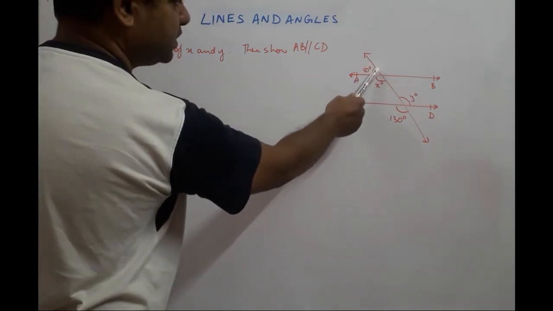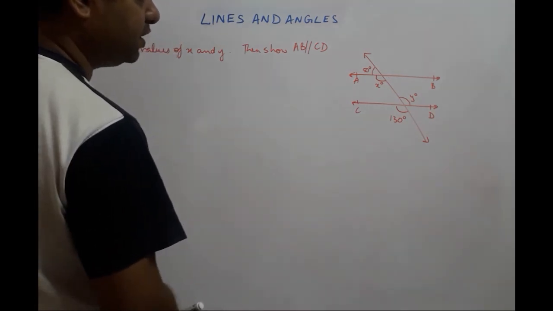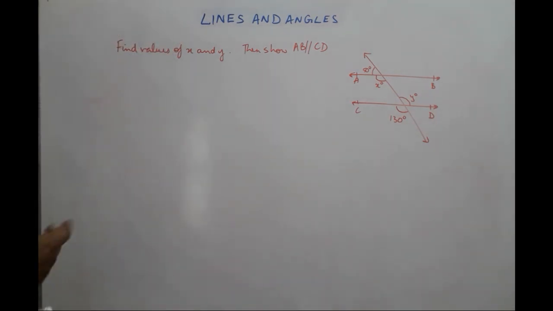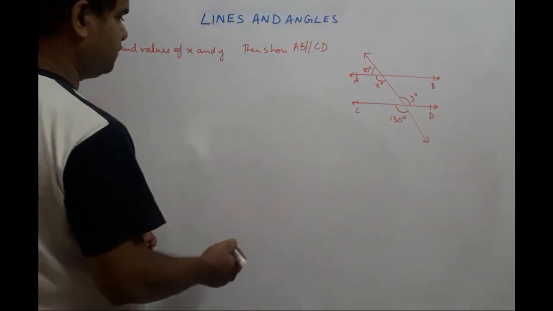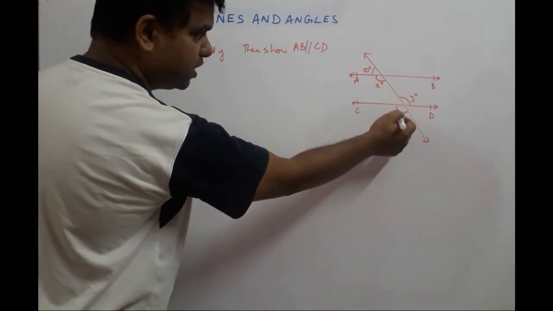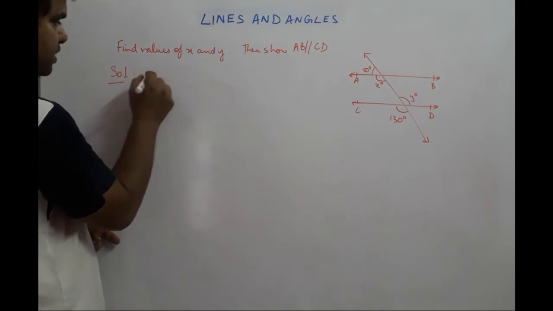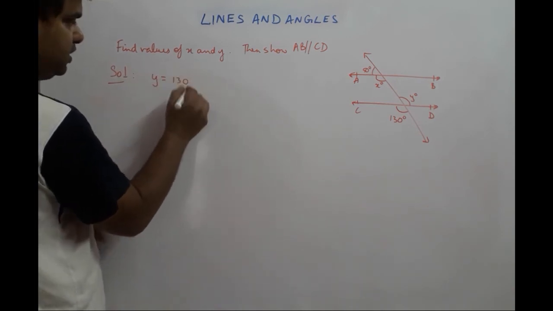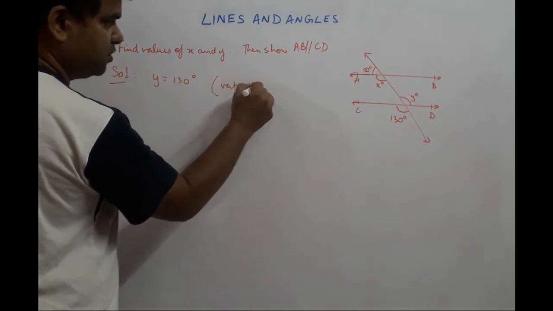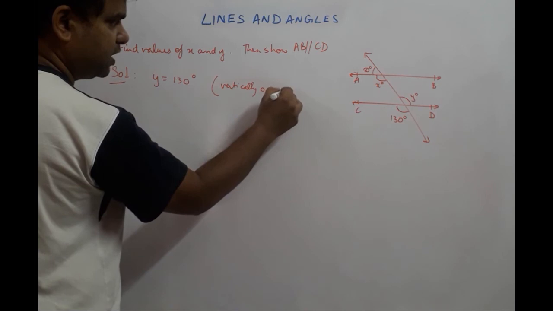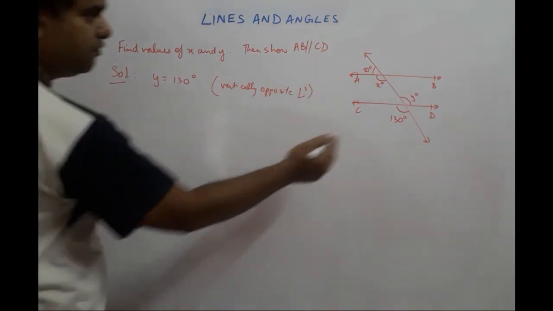We have been given this angle is 50 degrees and this angle is 130 degrees. Now from our axioms we will be able to solve a few problems. For example, we can say y is equal to 130. Why can we say y is equal to 130 degrees? Because they are vertically opposite angles, right? And so we have got y over here.